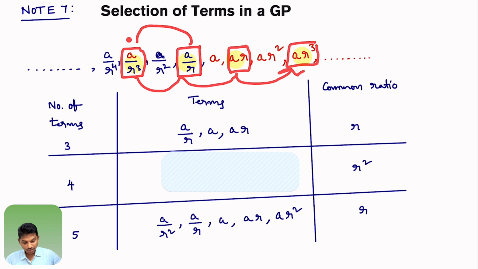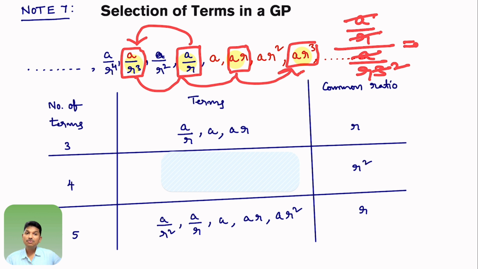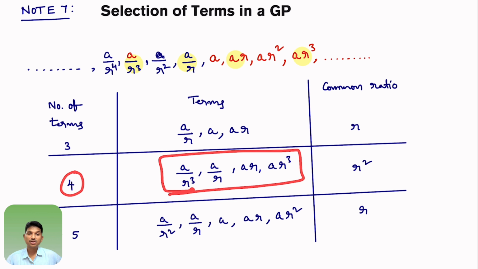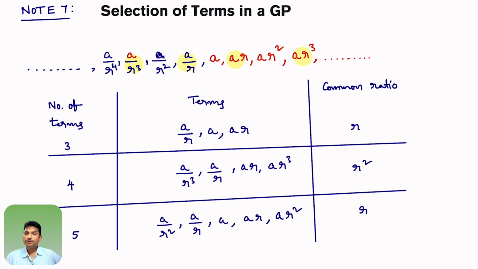You can check this: a by r divided by a by r cube. This a will get cancelled. R square, 1 divided by 1 by r square is r square, the common ratio. In the question, if they give 4 terms of a geometric progression whose sum is something and whose product is something, then we choose 4 terms like this. What is the benefit of choosing like this? When they give the product of those 4 terms, when I multiply all these 4 terms, directly I'll get the value of a. I hope you understand this. We'll try to understand when we use this type of thing with the help of an example.